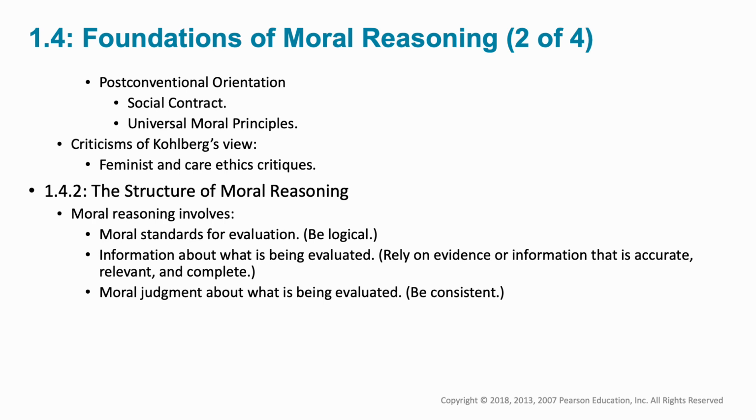In terms of the structure, moral reasoning includes some basic principles. We have to be logical, and what is logical for one person is not logical for another, so that becomes a big challenge, right? Then there is information about what is being evaluated. We have to make sure that the information we have is accurate, relevant, and complete. Can we always make sure we have complete information? Not always. We can strive for it, but we don't always have it.